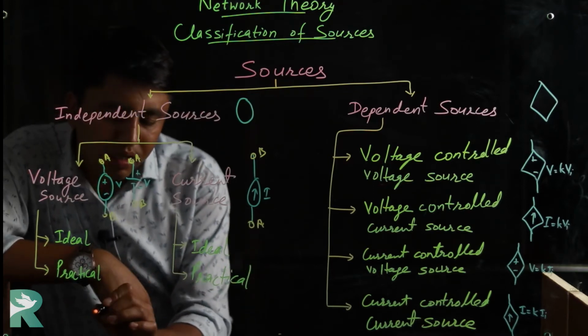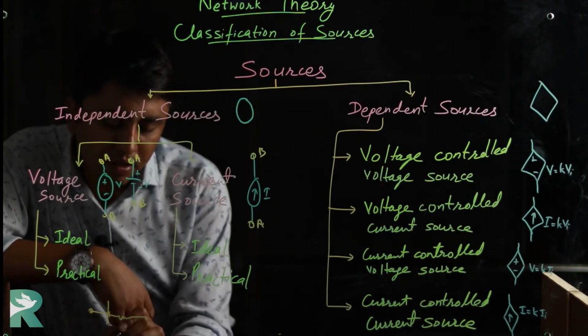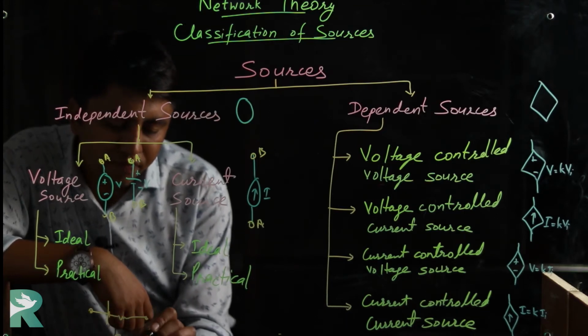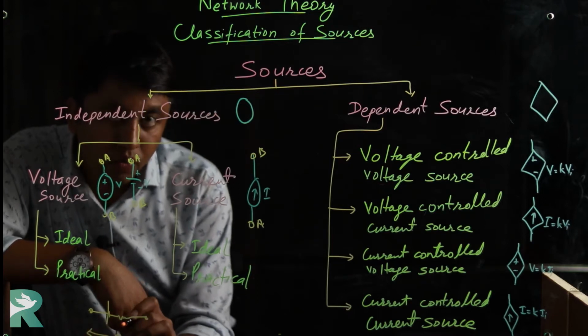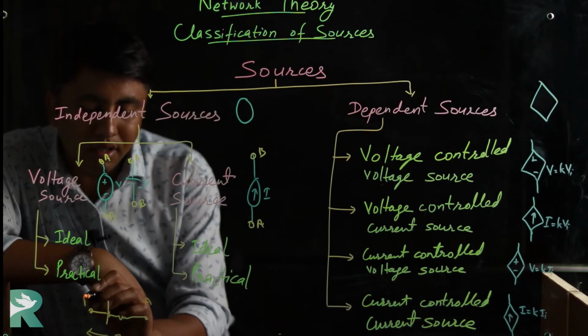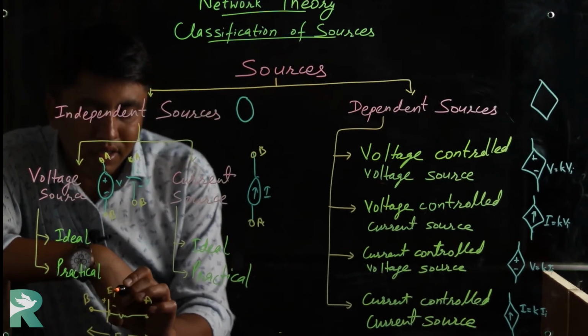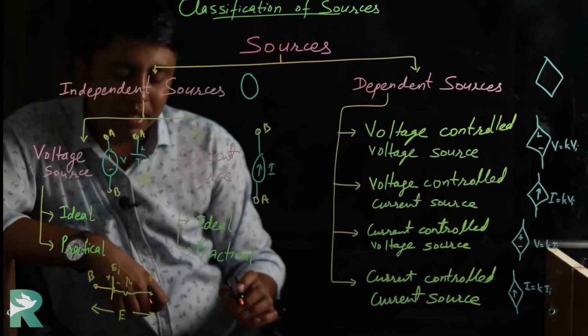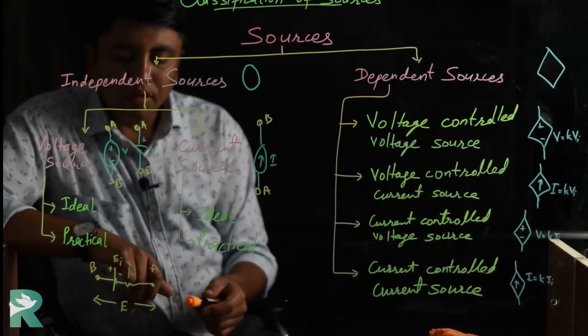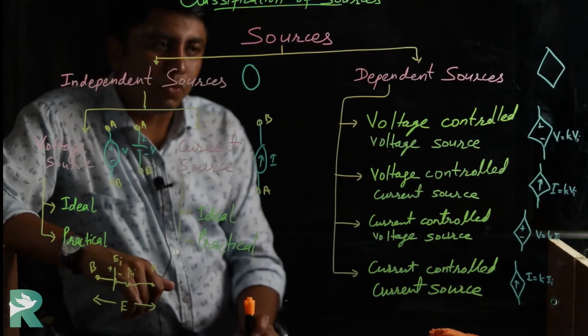Like if we are saying that it is a battery of E volts, and these are A and B, EI and RI. These are the internal voltage and internal resistance of the voltage source.